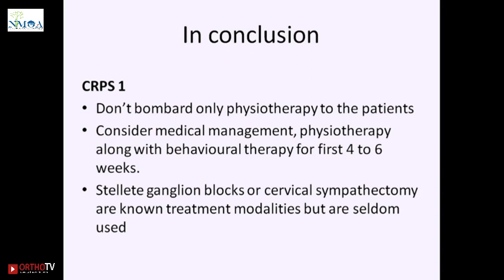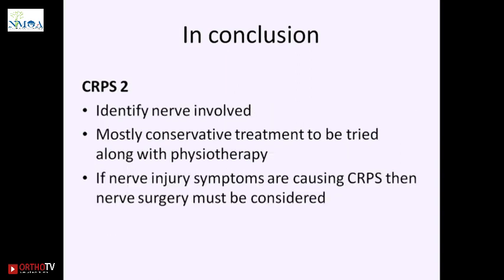To conclude, in type 1, we should not only bombard the patient with physiotherapy. Consider medical management along with physiotherapy and counsel the patient for 4 to 6 weeks. Stellate ganglion blocks or cervical sympathectomy are well-known treatments, but seldom done. And in type 2, identify the nerve involved, whether superficial or deep. Mostly conservative treatment can be tried along with physiotherapy, and if nerve symptoms are causing problems, then nerve surgery can be considered.